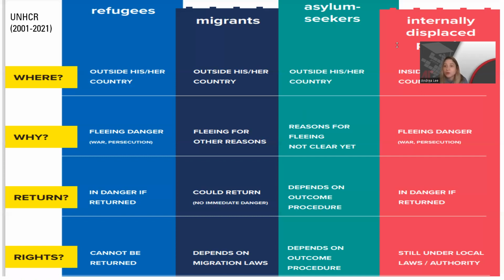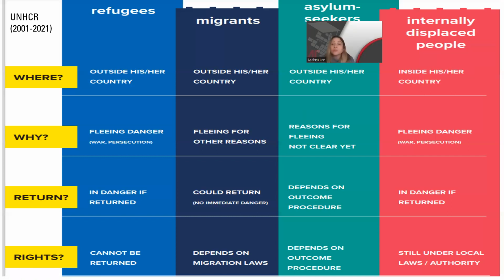And then finally, internally displaced people. This would be inside of his or her country. And I would explain too that a lot of people are internally displaced in some particular countries. Why? Fleeing danger, war, persecution. You could give them some examples of locations on the map. Return, they're in danger if they return because of war or conflict or other problems. And rights, they're still under local laws or authority. So this is a nice visual to kind of distinguish each group here.